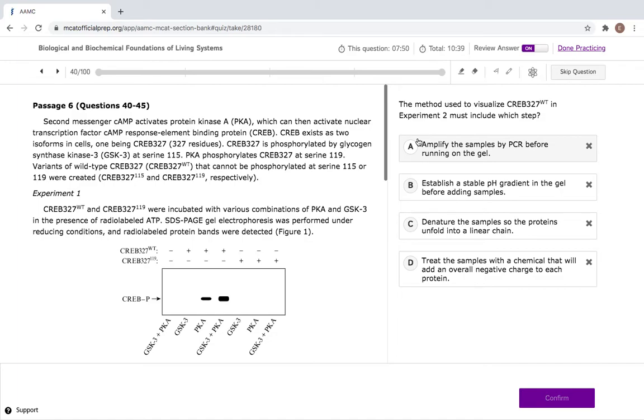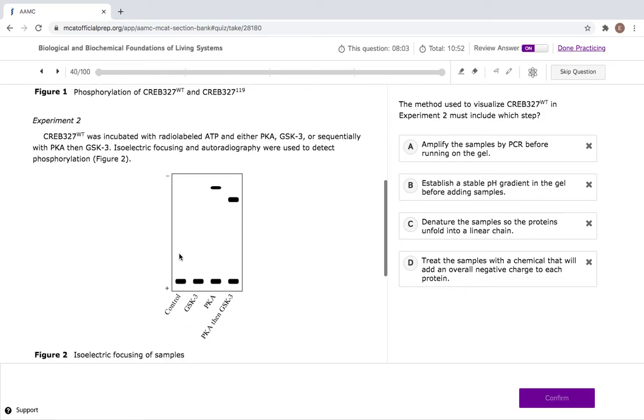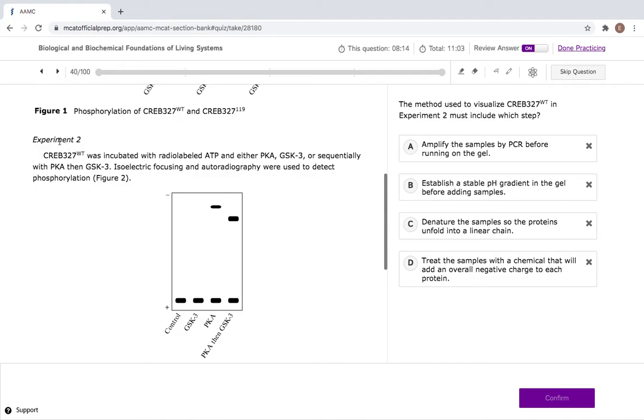The method used to visualize CREB 327 wild type in experiment 2 must include which step? Again, when you're reading the questions, literally just read the question, okay? The method used to visualize CREB 327 wild type in experiment 2 must include which step? Let's go to experiment 2 and only experiment 2. What do we have here? This method was isoelectric focusing and autoradiography.